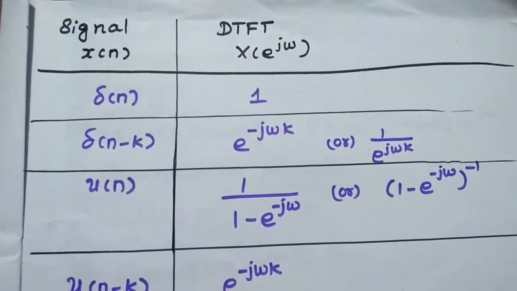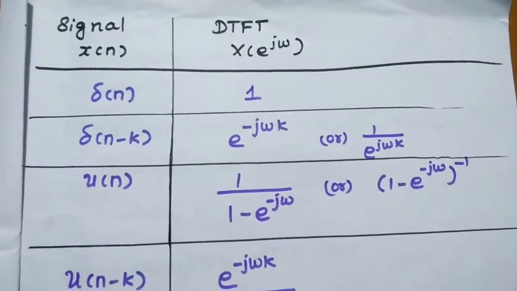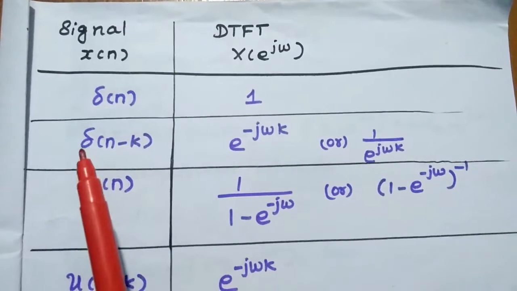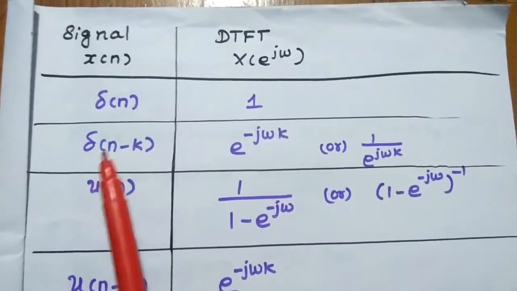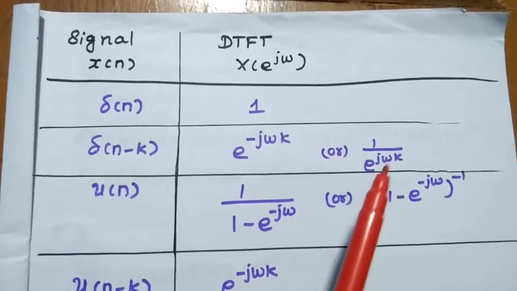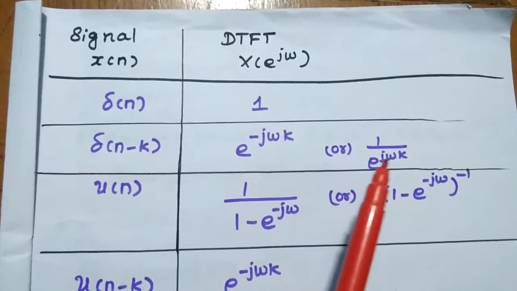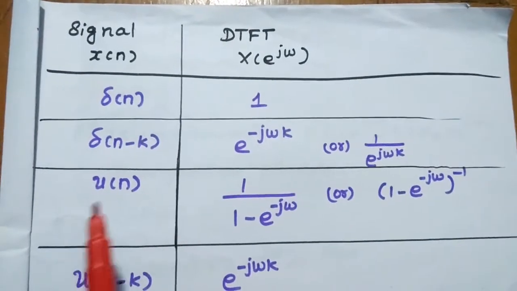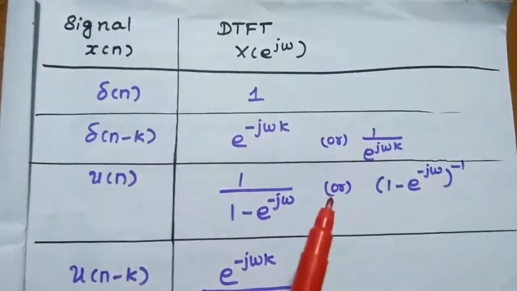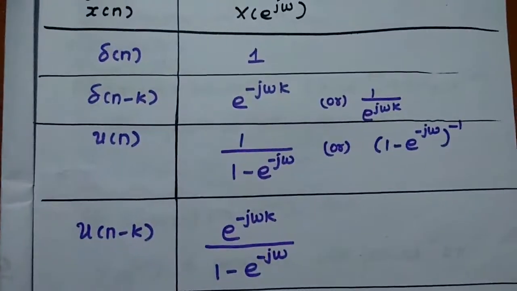These all are the important discrete time Fourier transform formulas to be used in multiple-choice questions. So the Fourier transform of del of n is equal to 1. The Fourier transform of the time shifted del function is e power minus j omega k, or 1 by e power plus j omega k. This e power minus j omega k can be written like this. U of n. The Fourier transform of u of n is equal to 1 by 1 minus e power minus j omega. That can be written as 1 minus e power minus j omega the whole power minus 1.